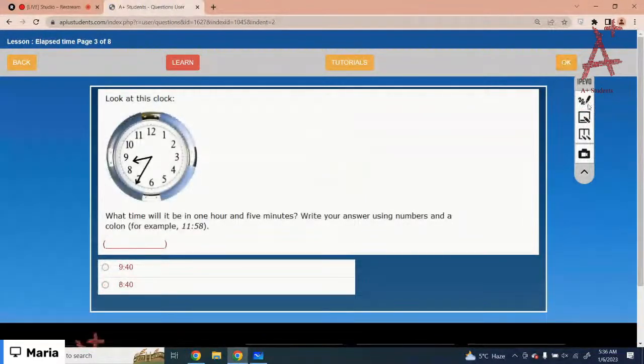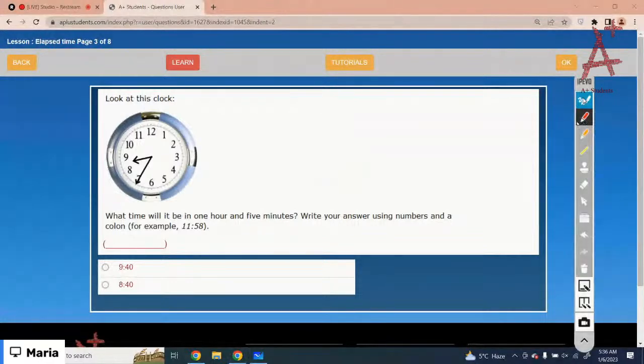Okay, look at this clock. The clock shows the time 8:35. What time will it be at 1 hour 5 minutes? After 1 hour 5 minutes it shows 9:40. Got it? The correct option is 9:40.